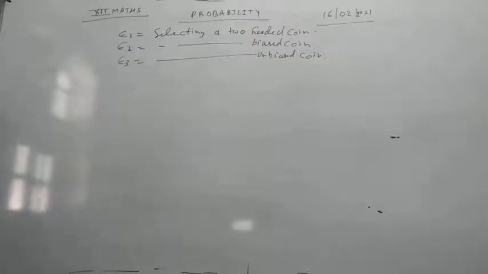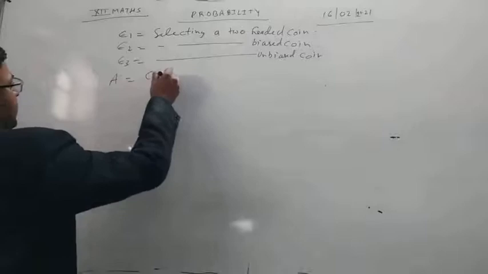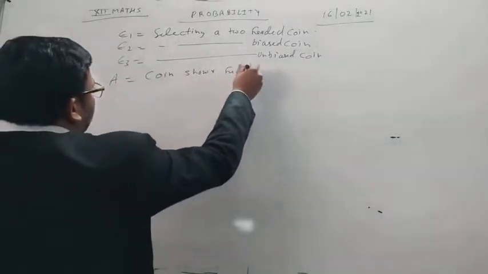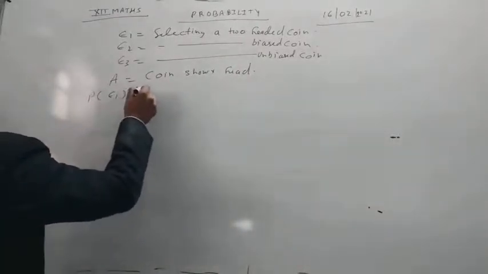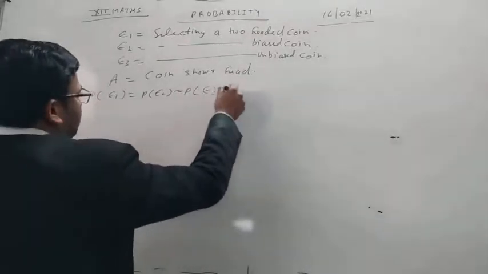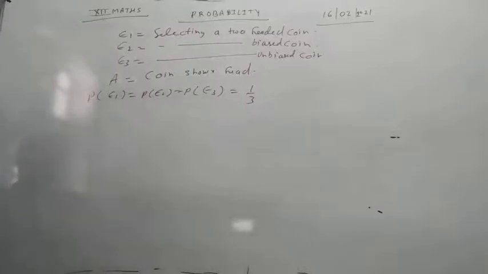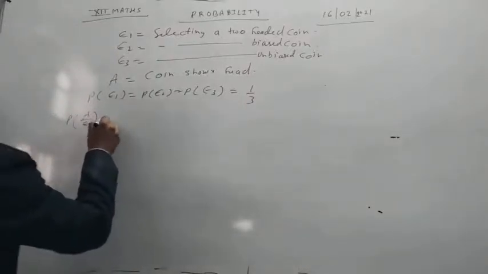The question says that one of the three coins is chosen at random and tossed, and it shows head. So our common event is, friends, the coin shows head. Probability of E1 is equal to probability of E2 is equal to probability of E3, which is 1 by 3, because we are selecting any one of the three. Now the probability of A by E1 is given.